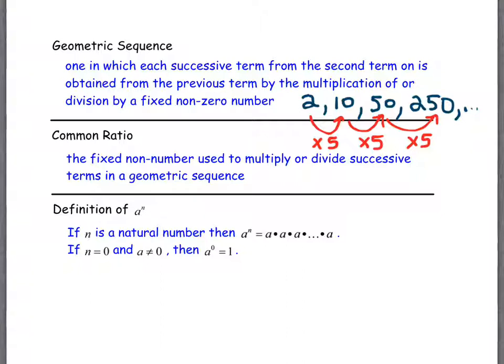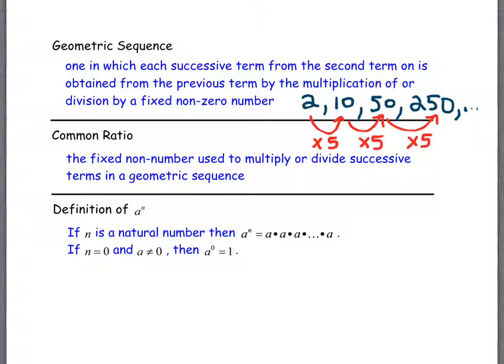Did it work? Yeah. All right, this term that we multiply by, and it works for division too. We could divide by a number to get the next term. The term that we multiply by is called the common ratio. When we add and subtract, the term is called the common difference. Okay?